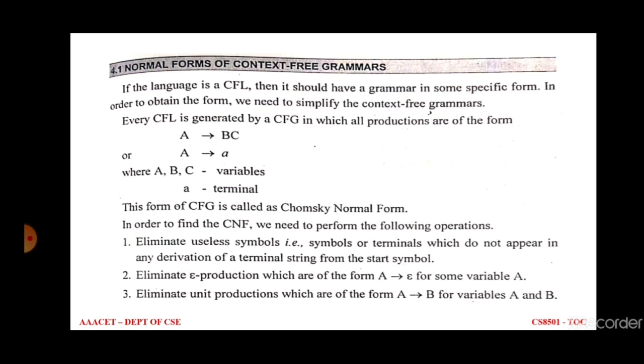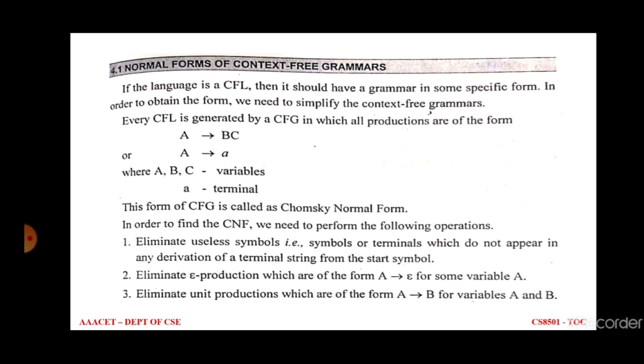So what is a useless symbol? If the symbols are terminals which don't appear in any derivation of the terminal string, and a terminal string is nothing but the given input string that is derived from the start symbol, that symbol is called a useless symbol. That type of useless symbol has to be eliminated from the given grammar.